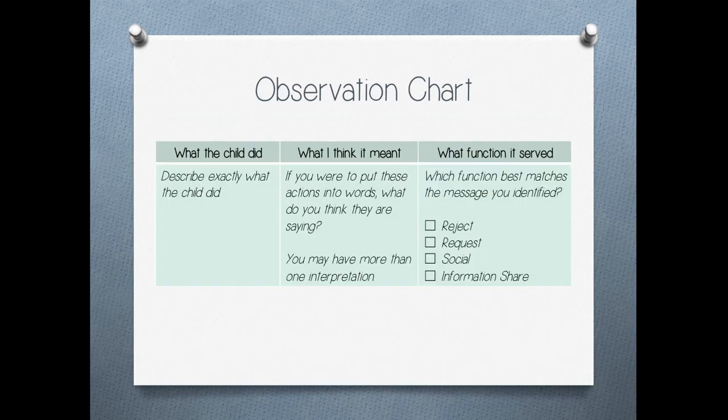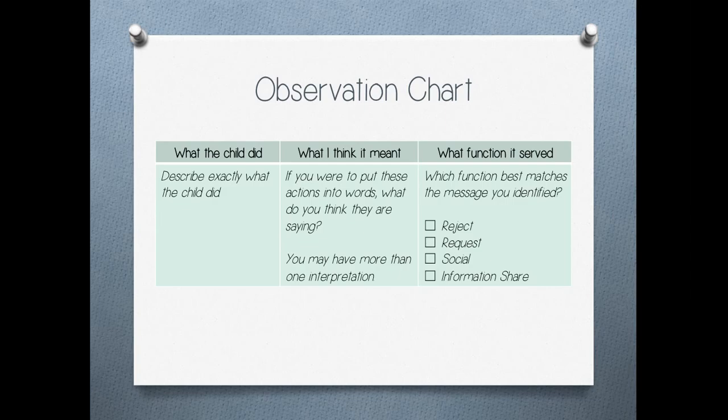So here we have the chart that you can use for observing a video, and quite honestly, you could use this just observing a child, and it might be referred to in some places as a communication dictionary. There are 3 columns. In the first column, we look at exactly what the child does, so just describing what you observed. And then in the second column, there's a space for what you think it means.